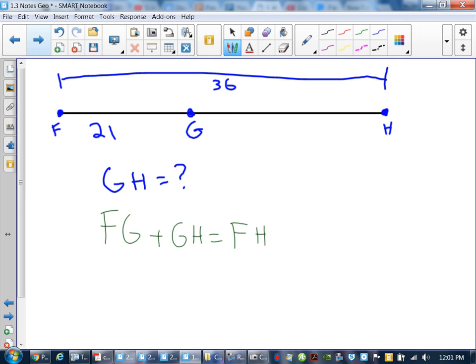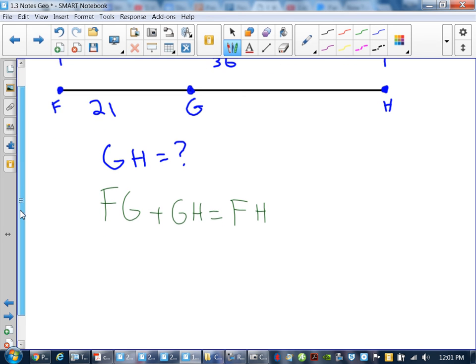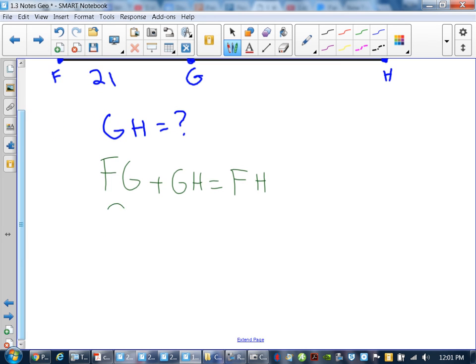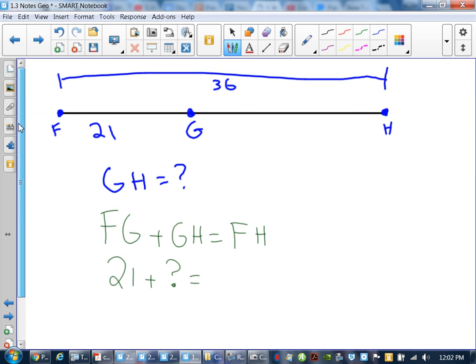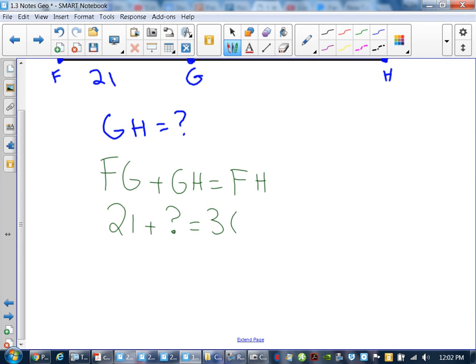Okay? Now, with adding segments together, we have 21 plus something, and it had to equal 36. What's the something? 15. Okay. You guys are all like, man, home geometry's like this all the time.